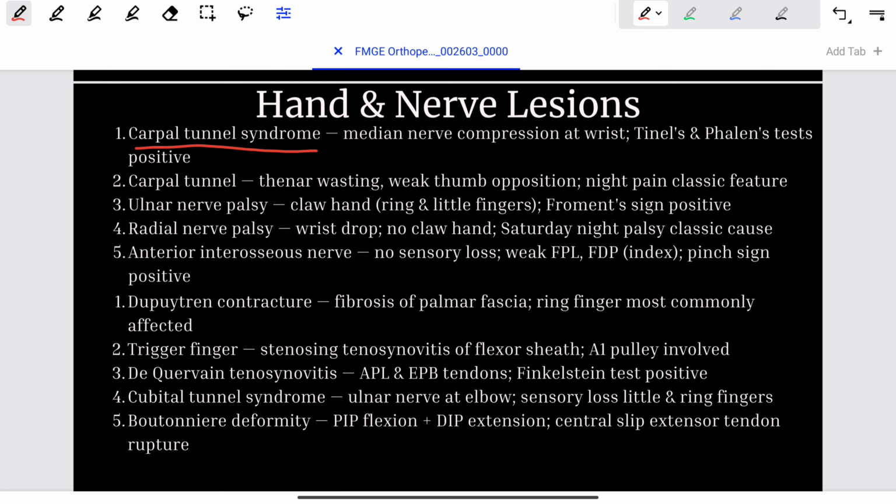Carpal tunnel syndrome: median nerve compression at the wrist with positive Tinel and Phalen tests. In this, thenar wasting, weak thumb opposition, and nocturnal pain are classic features.